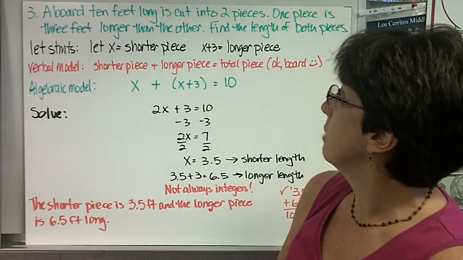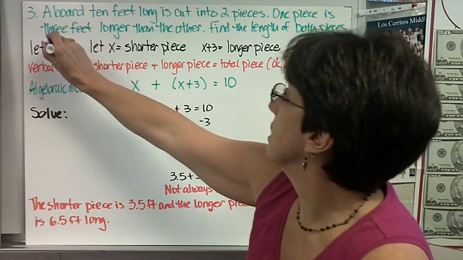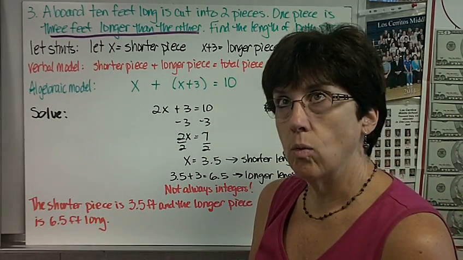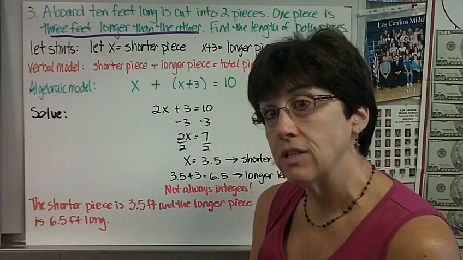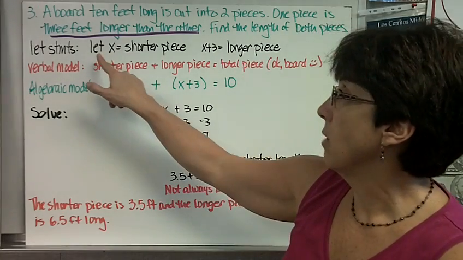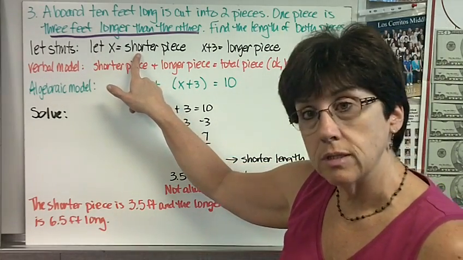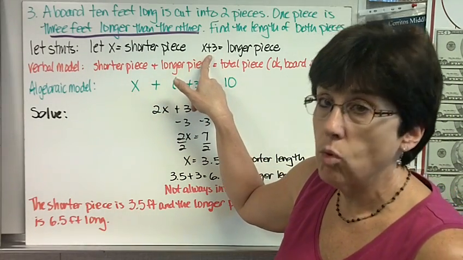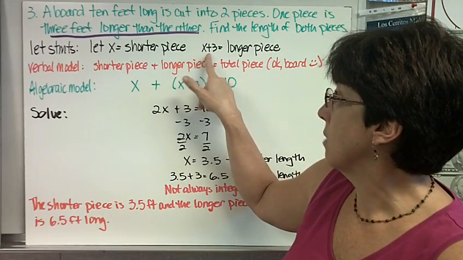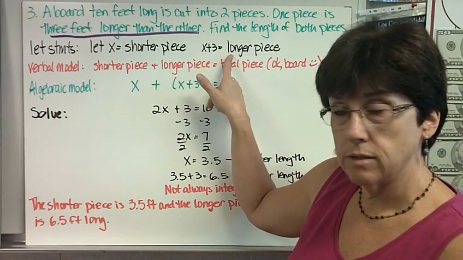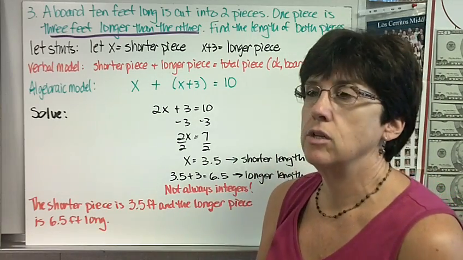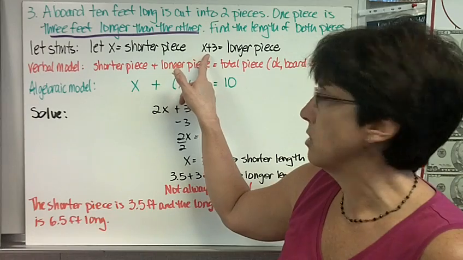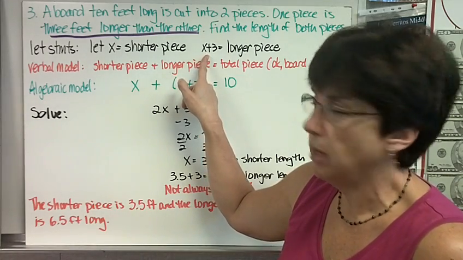So who do we know the least about? Well, we know that one piece is 3 feet longer than the other. So we know more about the longer piece, because if it's 3 feet longer, that means it's longer. So I'm going to say let x equal the shorter piece, because that's who we don't know anything about. And 3 feet longer than, that's like more than, so that would come at the end. x plus 3 is the longer piece. When we are telling you something, it almost always comes at the end. Longer than, shorter than, less than, more than, okay?